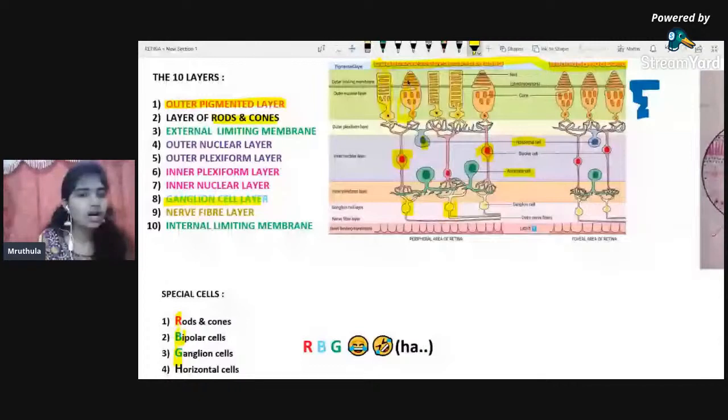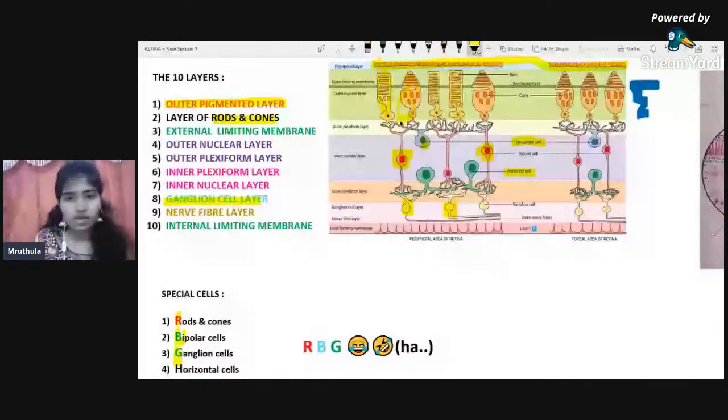So rods and cones form a plexus. Plexus means the nerve fibers have some interactions at the synaptic cleft. When they form such interactions, we call that the plexus. Based on the term plexus only, we call it plexiform layer. So where there is a plexus between the rods and cones and the inner nuclear layer, the bipolar cells, we call that the outer plexiform layer or external plexiform layer.